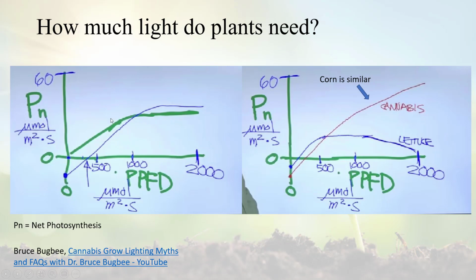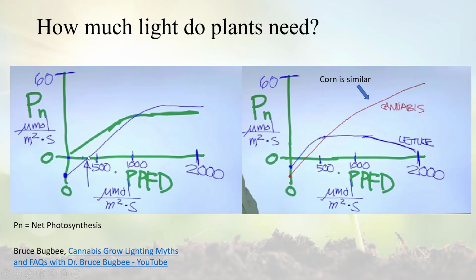We can also see that there is a baseline that our plants need just to survive. We won't see plant growth with it. So they need a certain baseline, and that's going to vary depending on each plant, and it's typically not 0. They need some measure just to survive.